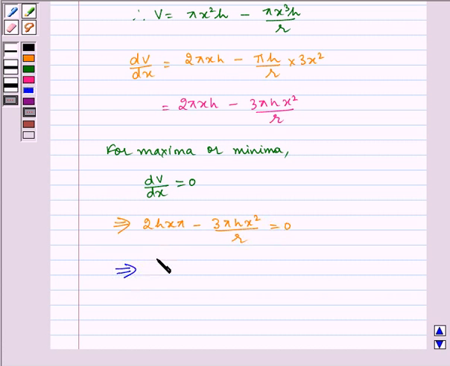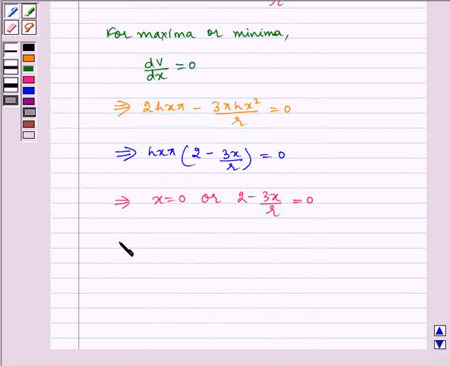which implies, taking h x pi common, we are left with 2 minus 3x by r is equal to 0, which implies x is equal to 0 or 2 minus 3x by r is equal to 0, which implies x is equal to 0 or 3x is equal to 2r. That is, x is equal to 2r by 3.